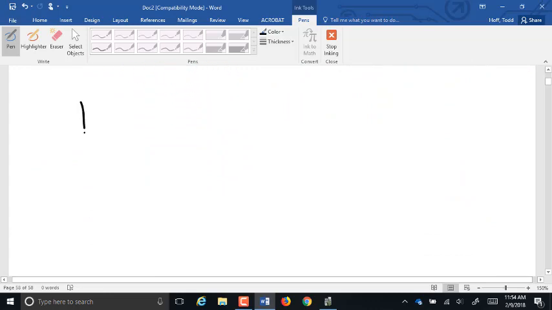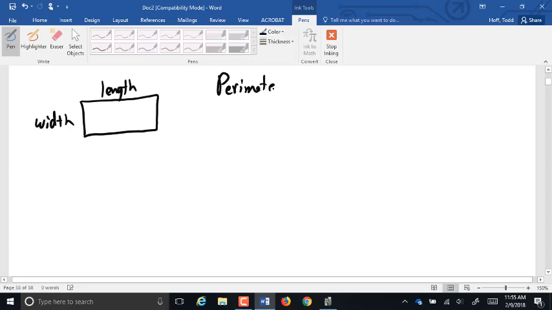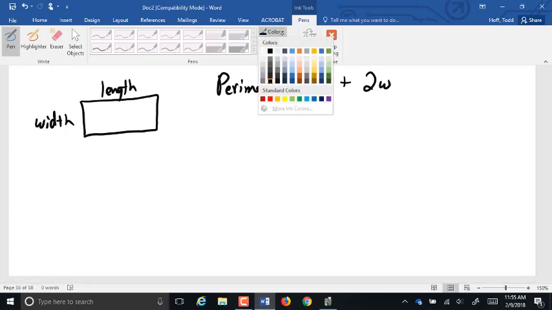Another formula that's pretty common might be perimeter. For a rectangle, you have the length, and you have the width. The perimeter of any shape is found by adding up the length of the sides. For a rectangle, you have 2 lengths, and you have 2 widths. So that formula is 2L plus 2W.